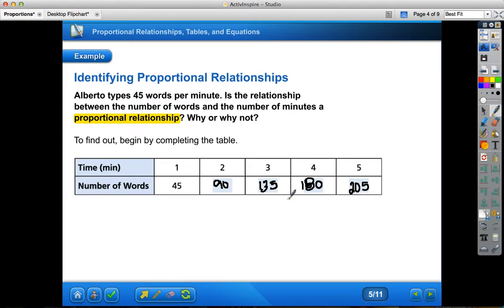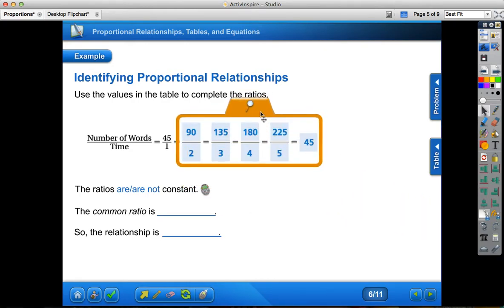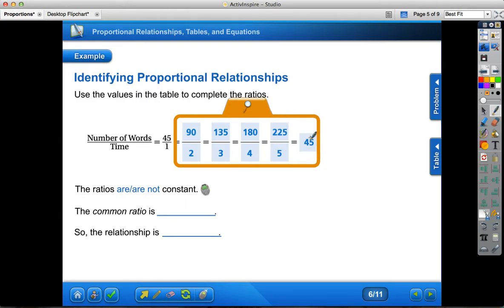So now we need to determine if these are proportional or not. So what we're going to do is we are going to use the values in the table to complete the ratios. Okay, so in this case, we fill out our ratios. They're 90 to 2, 135 to 3, 180 to 4, and 225 to 5. And I apologize back here, I missed carrying the 2. This should be 225, not just 205. All right, so because all of these break down, we know that the common ratio is 45 to 1. So 45 words to 1 minute. So since they all break down to the same ratio, we can say that the relationship is proportional.